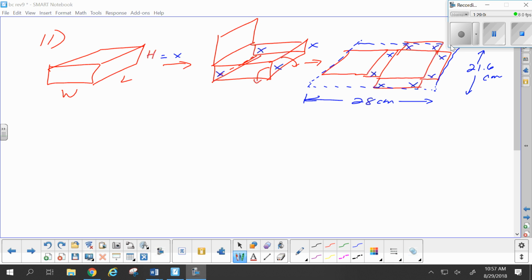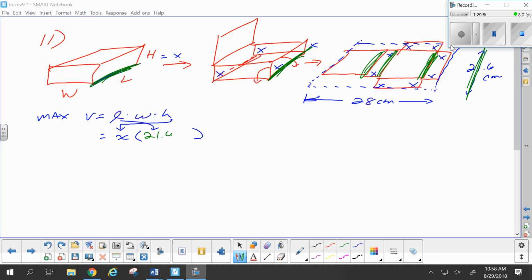All right, now then, I want to maximize volume, which is length times width times height for a rectangular prism. Now that's three variables. Let's get it down to one. Let's make everything in terms of x. The height is already x. Cool? The length, here. I'll do it in green. Here's the length. What does that green segment look like in terms of x? It's this way, so it probably relates to that guy. What is it? 21.6, take away 2 x's. The length is 21.6 minus 2x.